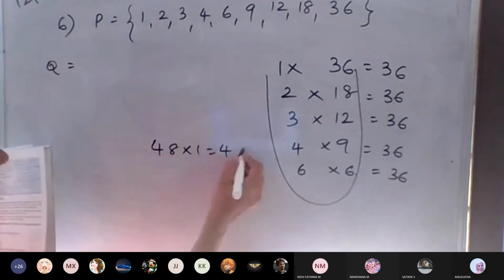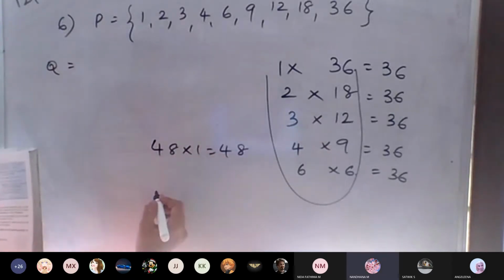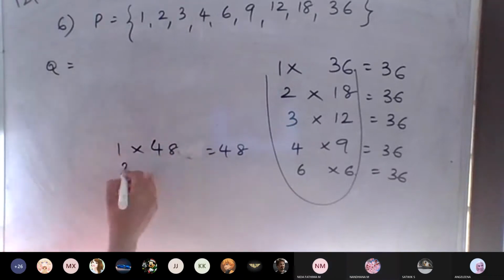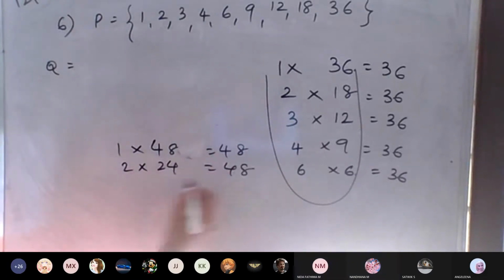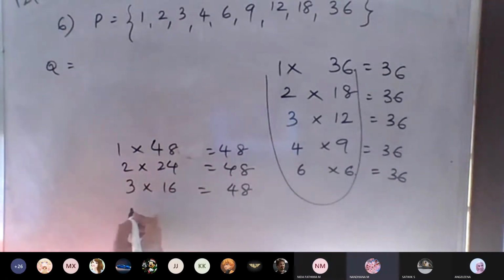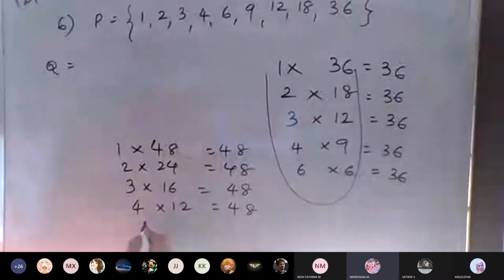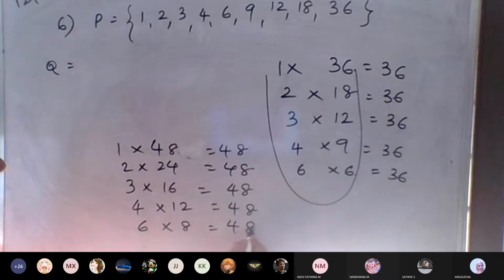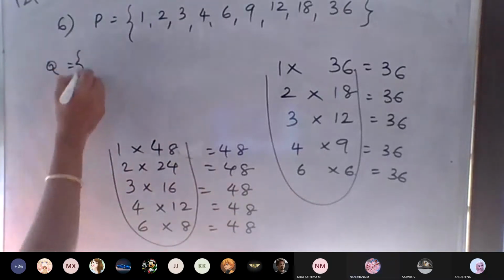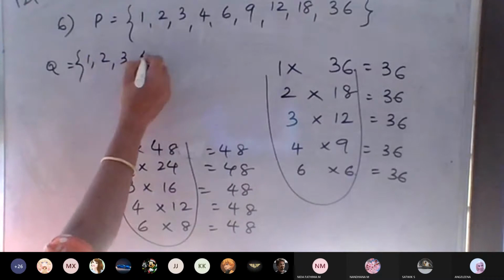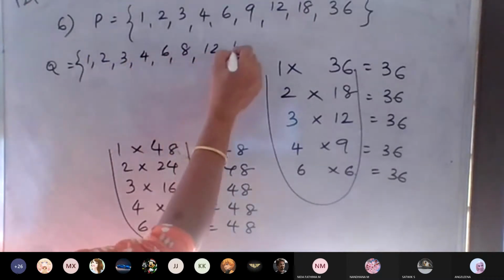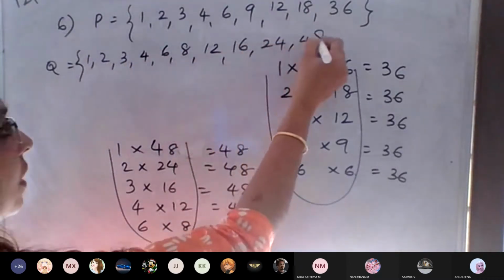48 into 1 is equal to 48. 2 into 24 is equal to 48. 3 into 16 is equal to 48. 4 into 12 is equal to 48. 6 into 8 is 48. That's it, ma'am. So Q is equal to the set 1, 2, 3, 4, 6, 8, 12, 16, 24 and 48.